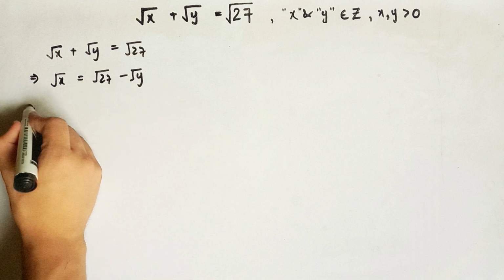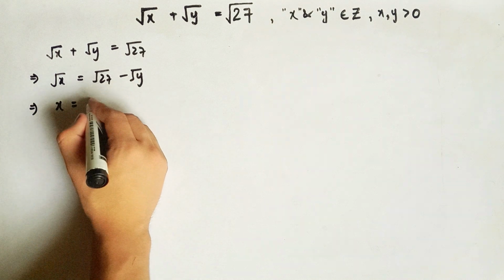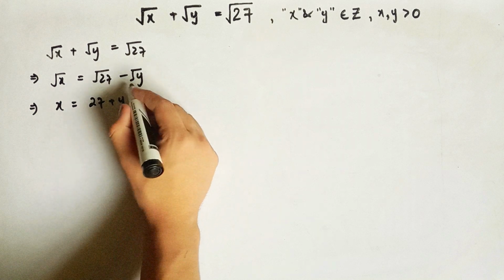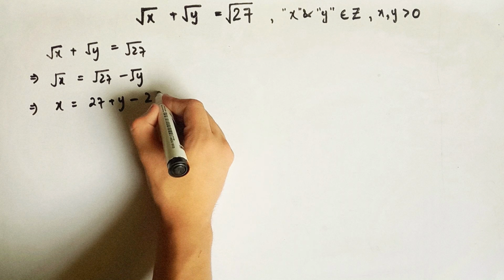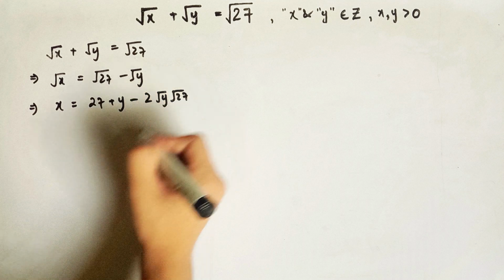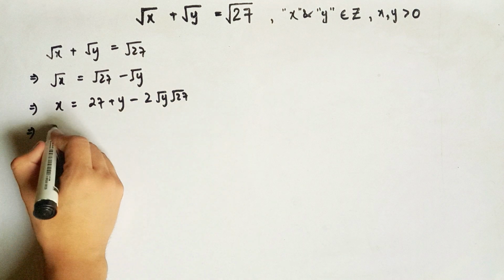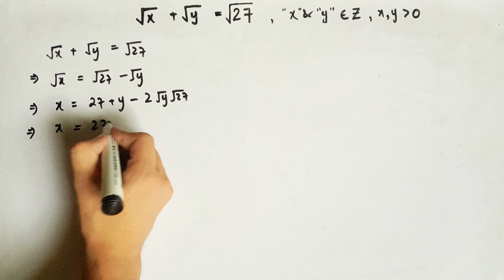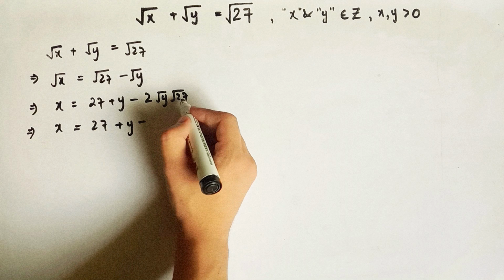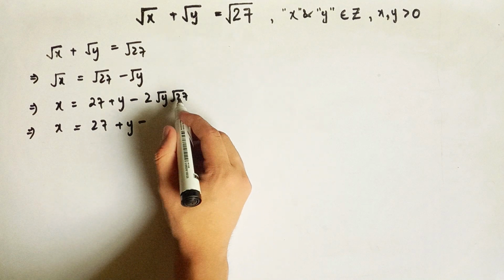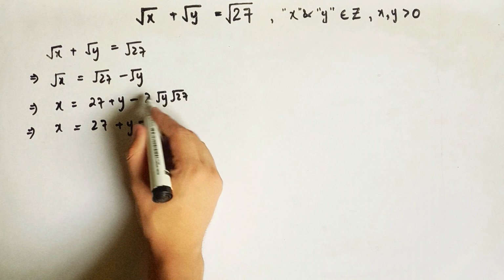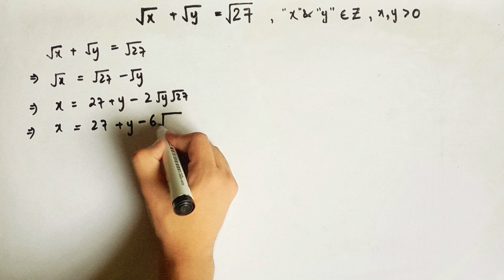Now squaring the equation, we get x equals 27 plus y minus 2 times root of y root of 27, and then simplifying we have x equals 27 plus y minus 2. Now we have 27 as 3 cube, so we can move 3 out of the square root, and we have 2 times 3, 6, and then root of 3y.